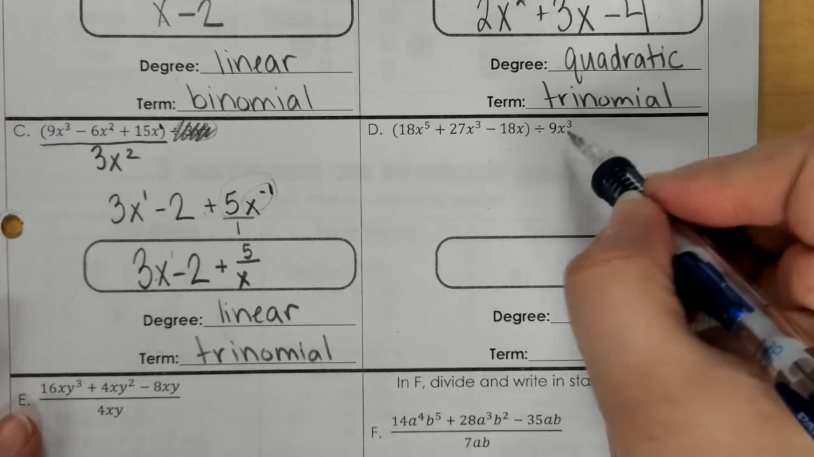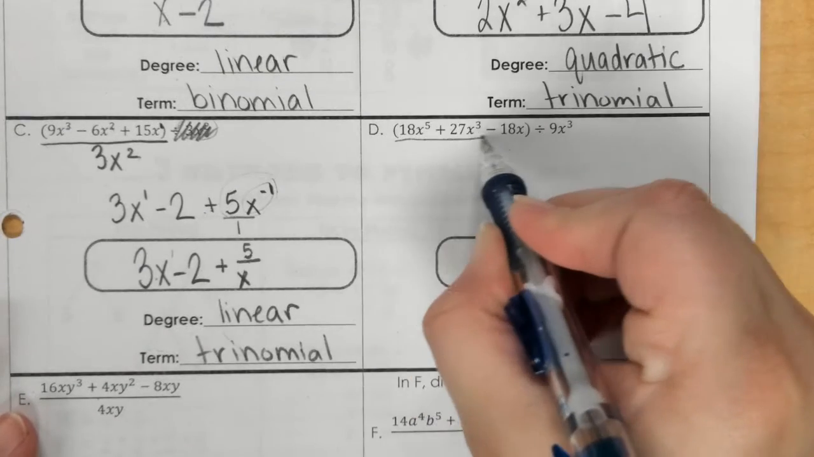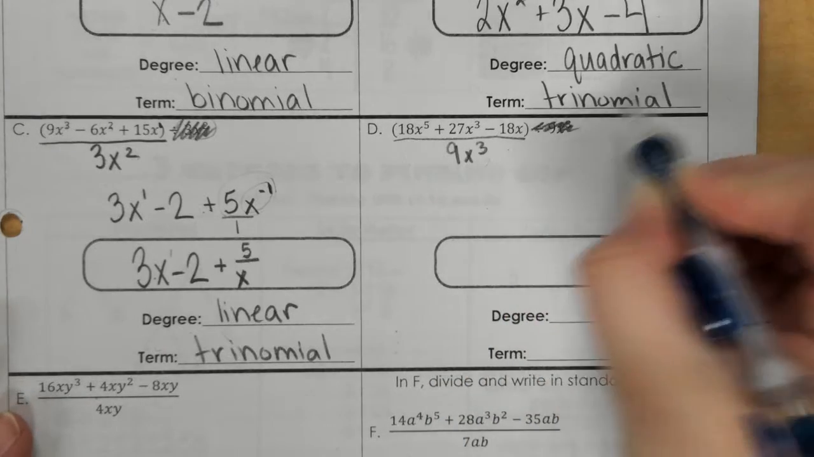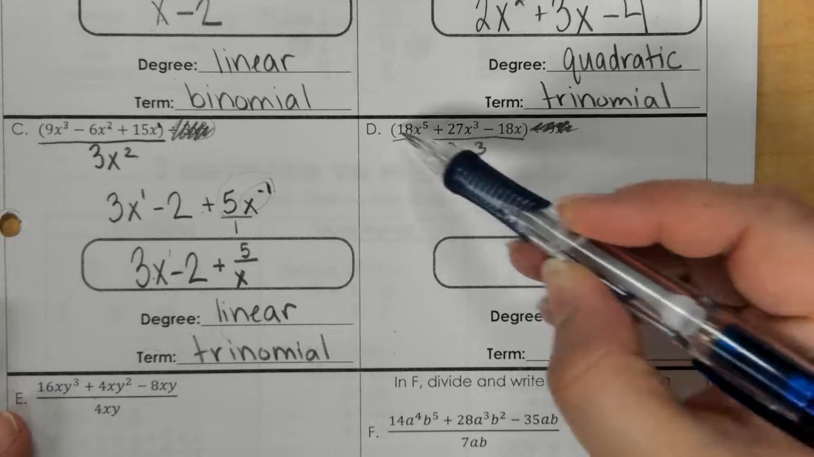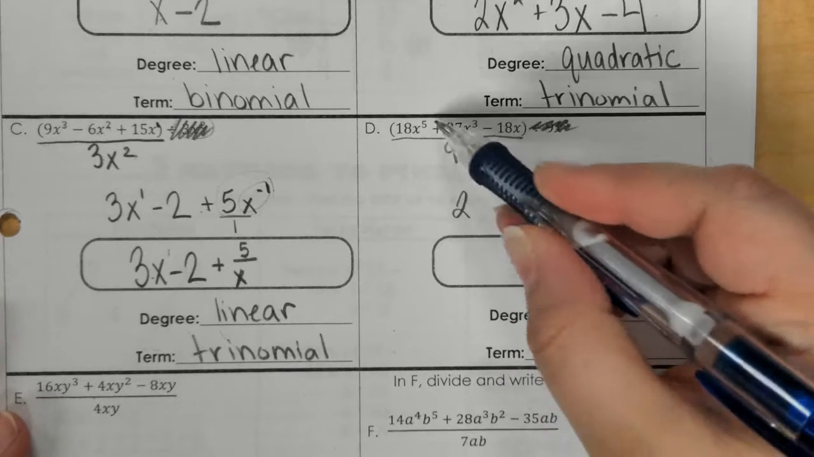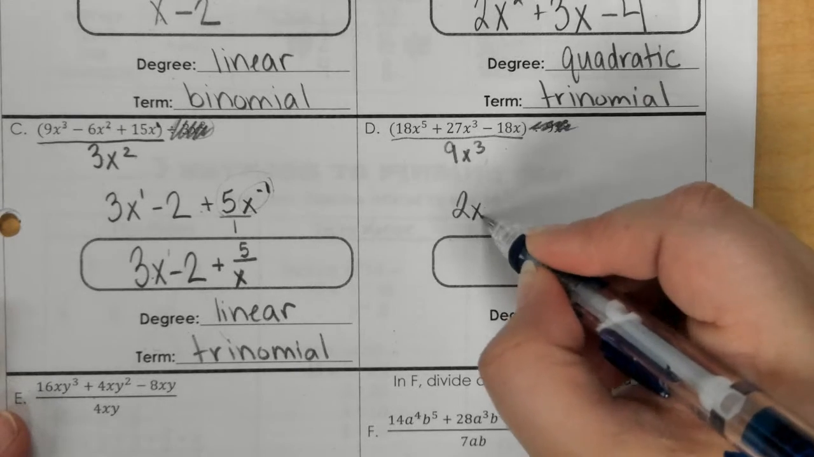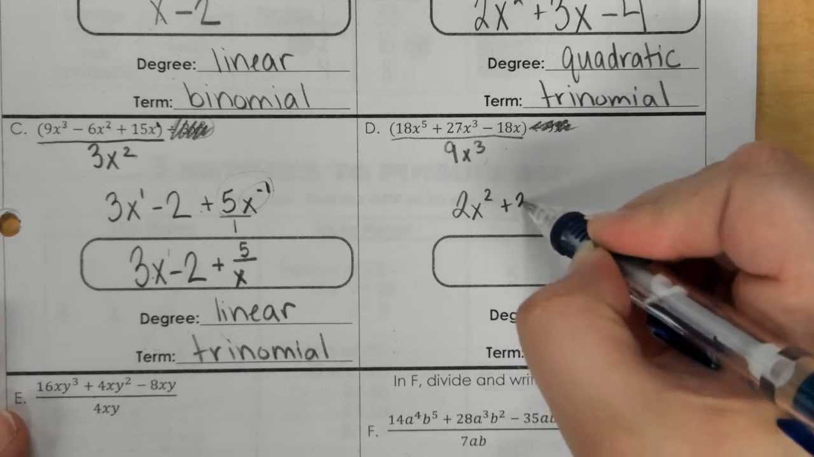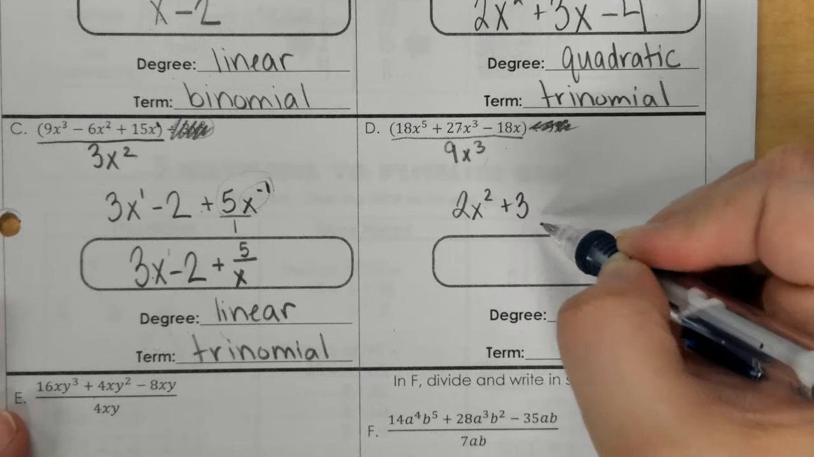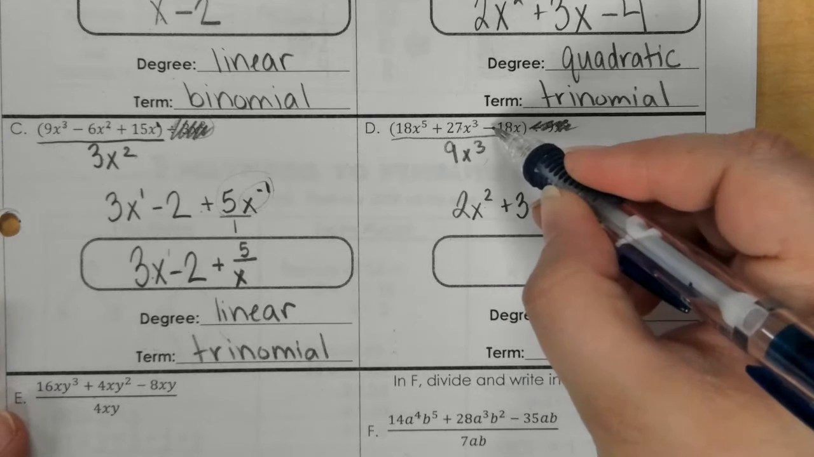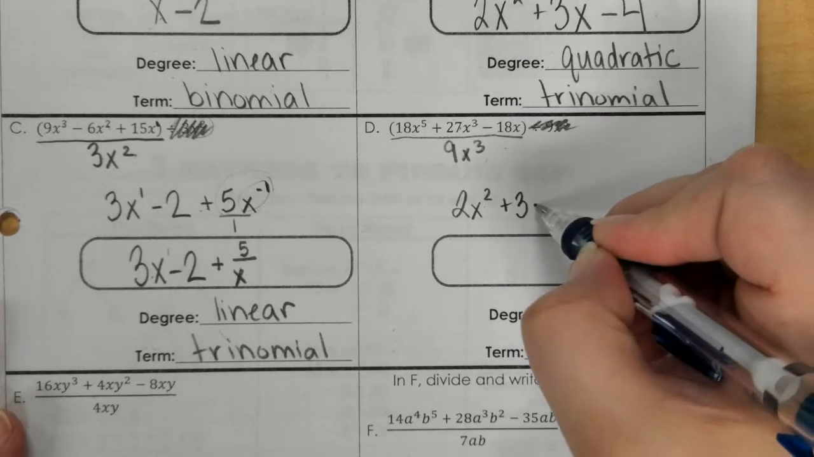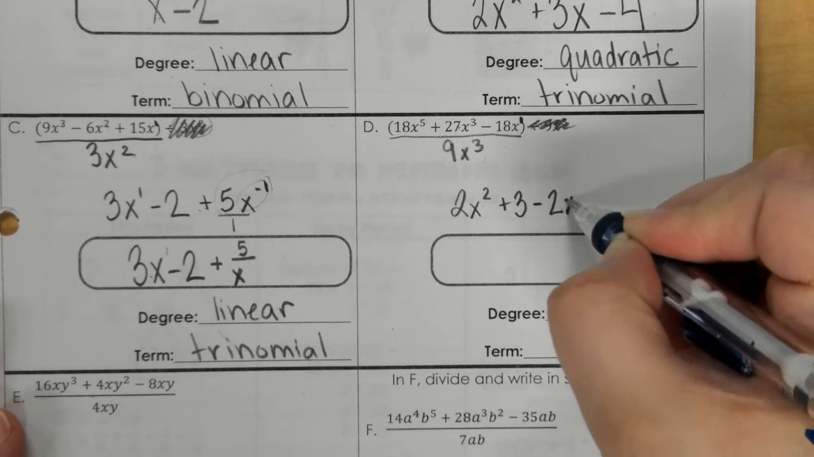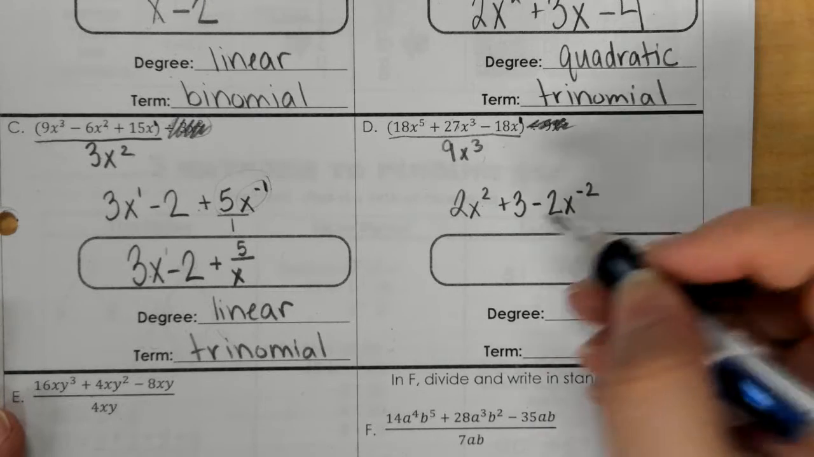For letter D, I move the 9x to the third underneath the polynomial. And I will continue with the same routine. So I'm going to divide. 18 and 9 give me 2. Subtract my 5 and my 3, which also gives me 2. And then 27 divided by 9 gives me 3. 3 minus 3 is 0, so we do not write it. And then negative 18 divided by 9 is negative 2. But 1 minus 3 gives me a negative 2.